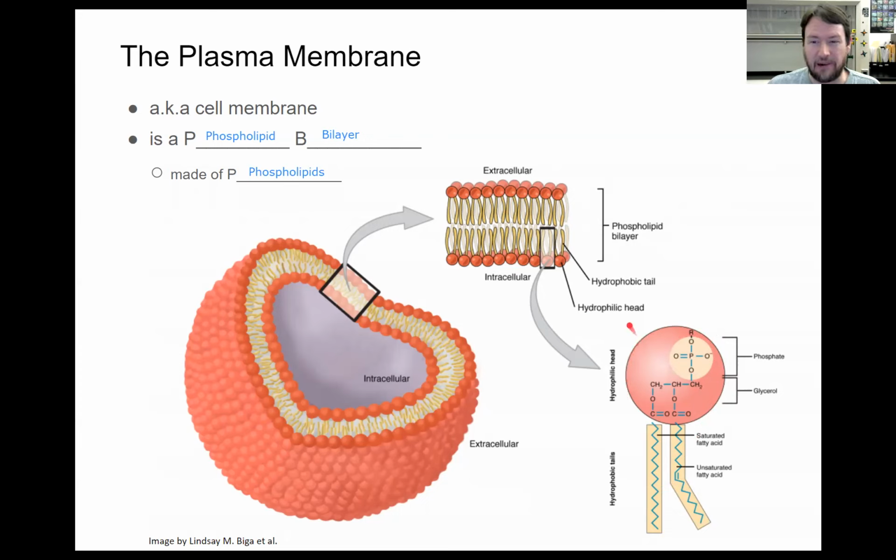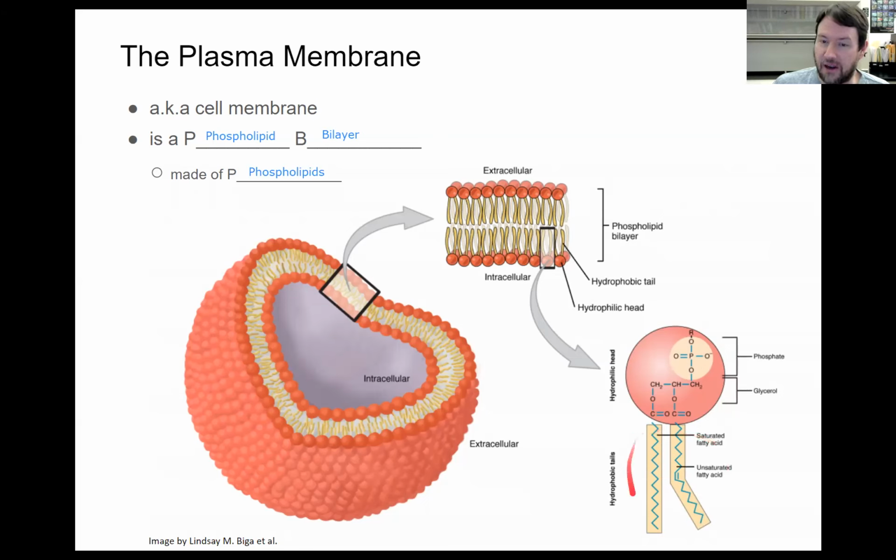This means that part of the molecule is hydrophilic. So the head that has the glycerol and the phosphate becomes hydrophilic. So it will tend to orient itself towards water. And the tails remain hydrophobic because they're just fatty acids, which are all non-polar covalent bonds between carbon and carbon or carbon and hydrogen.